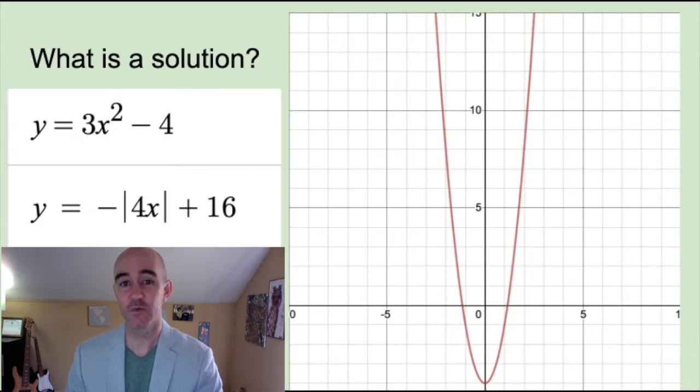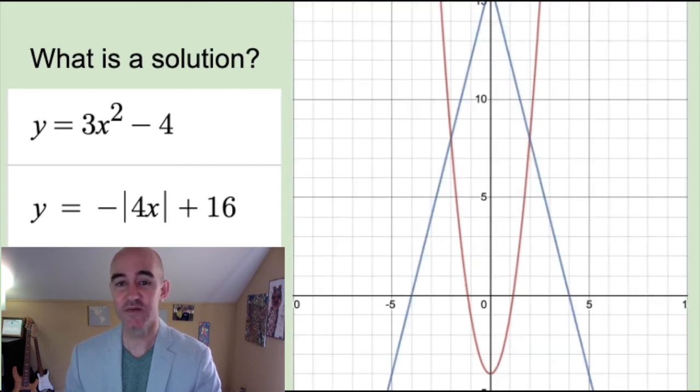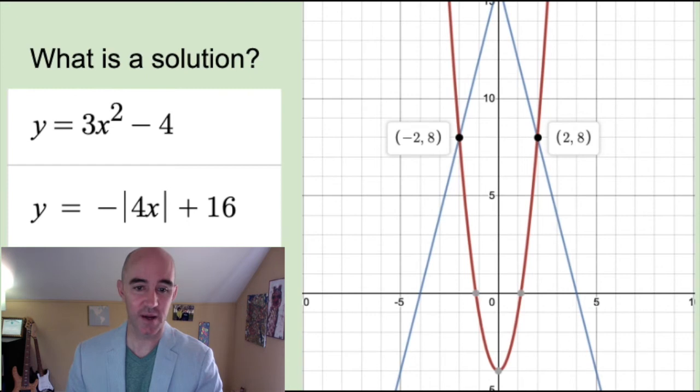So here's the graph of y equals 3x squared minus 4, and here is the graph of y equals negative absolute value of 4x plus 16. Do you see any solutions? Hopefully you saw these two, (2, 8) and (negative 2, 8).